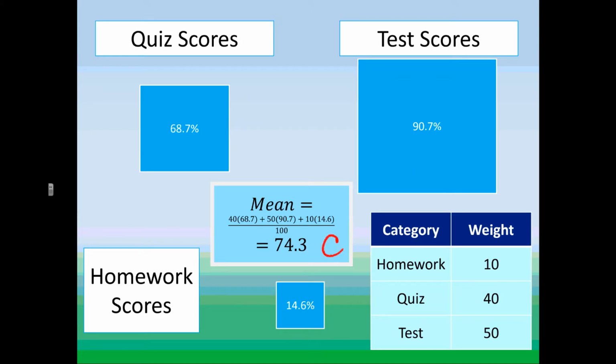And you get a beautiful C. So even though your homework scores are a 14.6%, you still get about a C average.